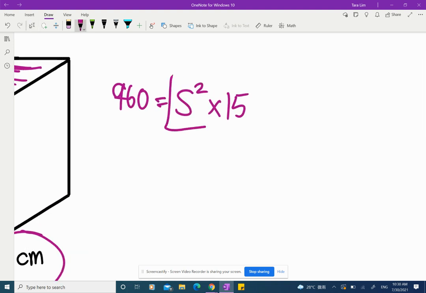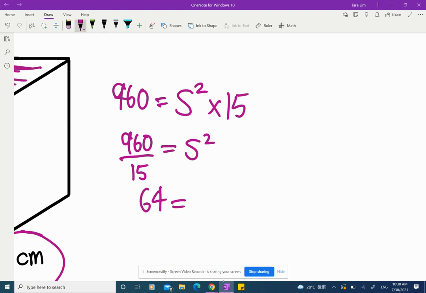Now we're trying to solve for the area of the tissue instead of the volume. So let's just do a simple equation. Now I want you to solve for S, so we move the 15 to the other side. So 960 divided by 15 will give us S squared. Now 960 divided by 15 is 64, and 64 is equal to S squared.